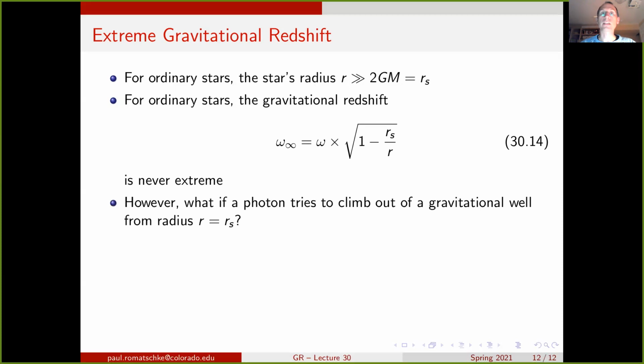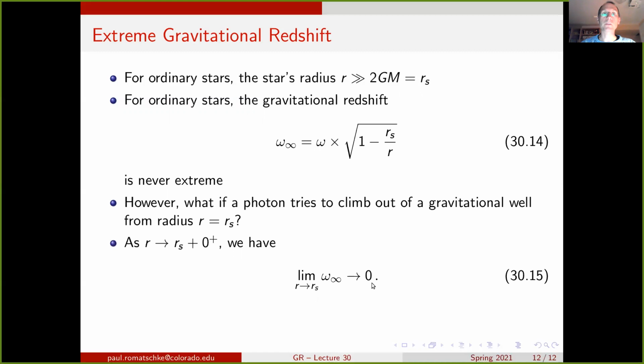However, we could entertain the possibility that there are some strange bodies where a photon is trying to climb out of a gravitational well very close to the corresponding Schwarzschild radius. So what if a photon is climbing out of a gravitational well starting at radius r equal to the Schwarzschild radius 2GM? Well, clearly, if we take the limit r goes to r_s plus 0, then this ratio becomes 1, 1 minus 1 becomes 0, and the redshift factor becomes extreme. So for a photon climbing out of such a gravitational well, the frequency at infinity is going to 0.